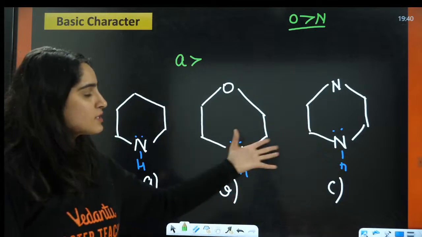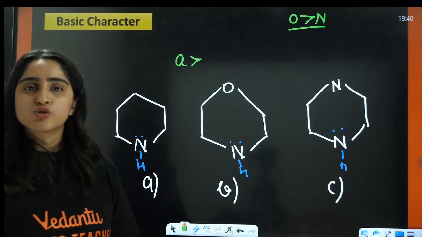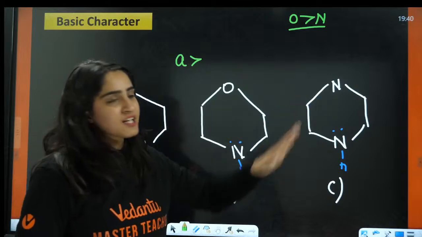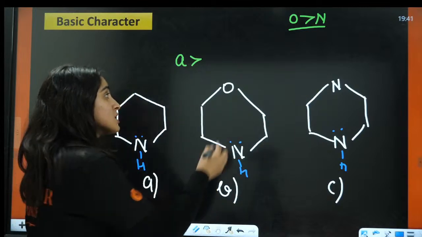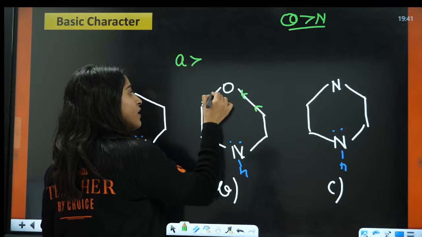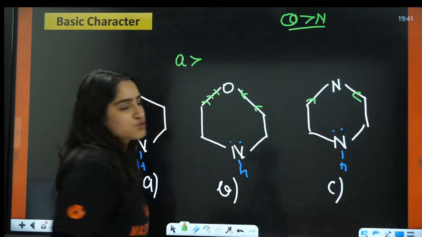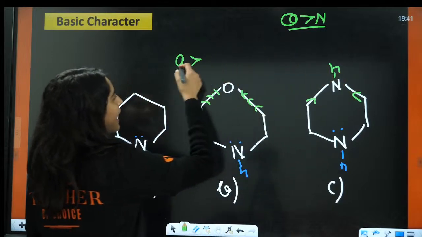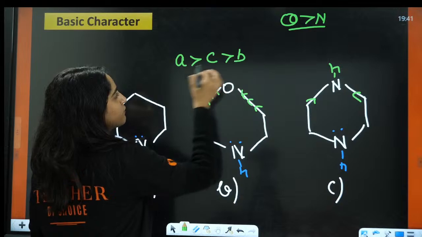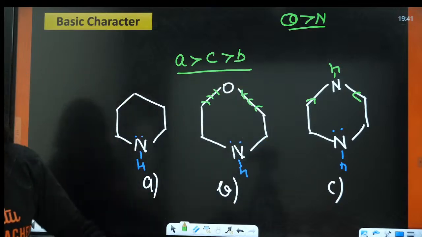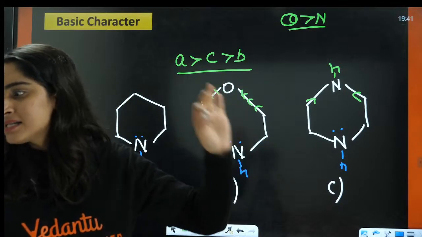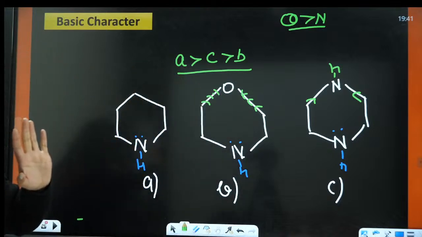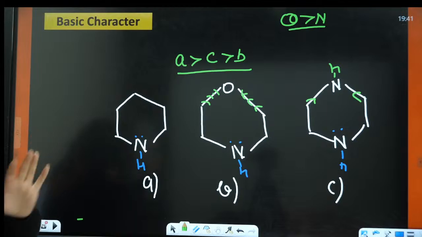Both are destabilizing for these two, B and C. These two structures both are electron withdrawing, right? But this is more destabilizing, and this is more electronegative as compared to nitrogen. So we will have A, then we'll have C, then B will be the least stable here. A, C, B. Okay, the answer is A, C and B. That is the correct answer.